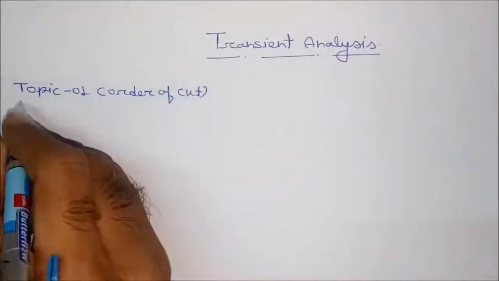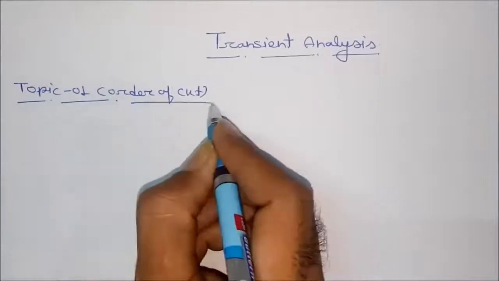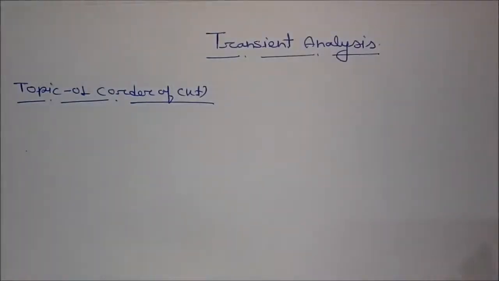What is the meaning of order of circuit? It represents the number of non-separable energy storing elements, L or C, present in the network. It represents how many energy storing elements are present in the network that cannot be separated.